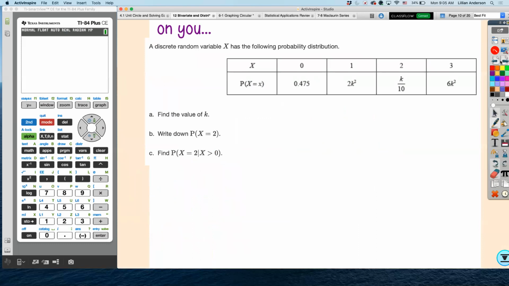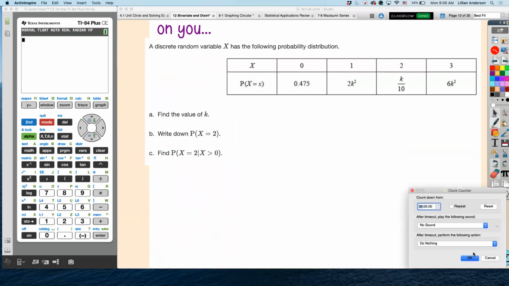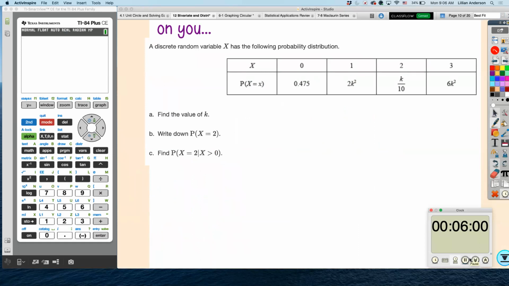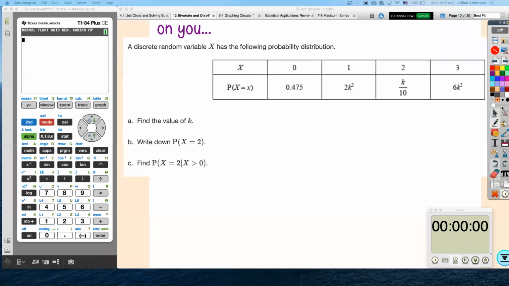This one's on you. So a discrete random variable x has the following probability distribution. It's given to you as a table. Using what you know of probability distribution, you are able to find the value of k. What did you guys get for k? 0.25. Say it again. 0.25. That's exactly what you should get.